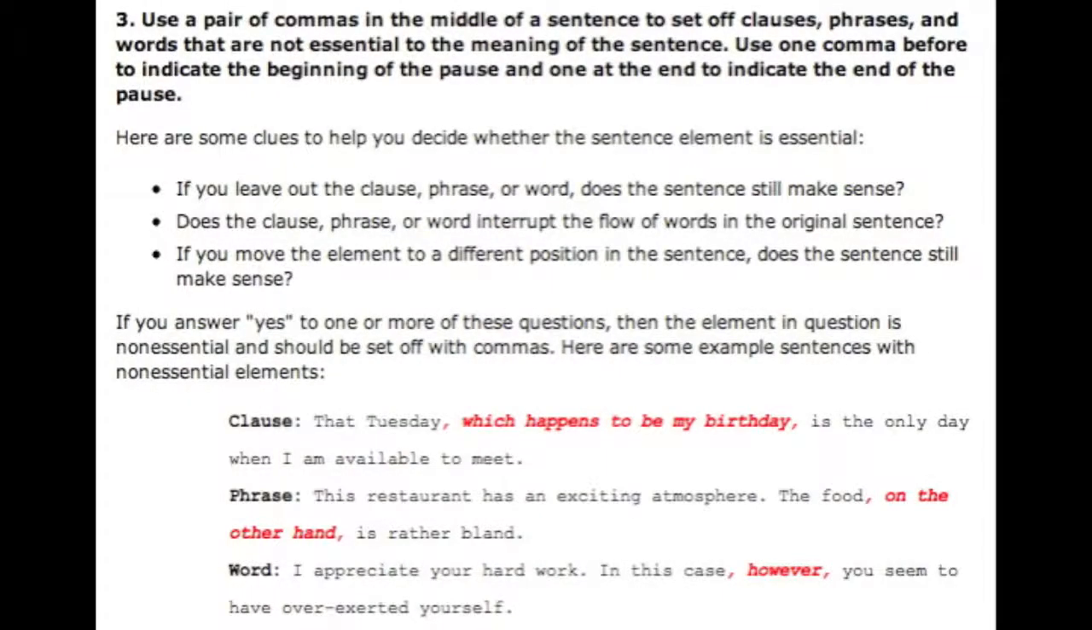Another place that you need to use a comma is if you have what's called an additional information phrase. So this is the kind of phrase that can come in the middle of a sentence, and the phrase needs to be sectioned off with commas on each side of that phrase.